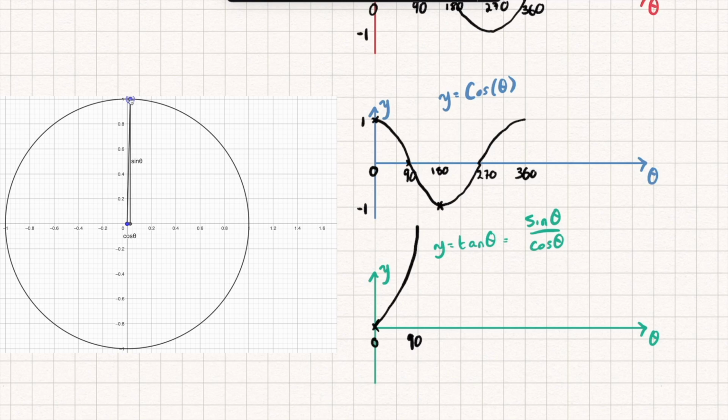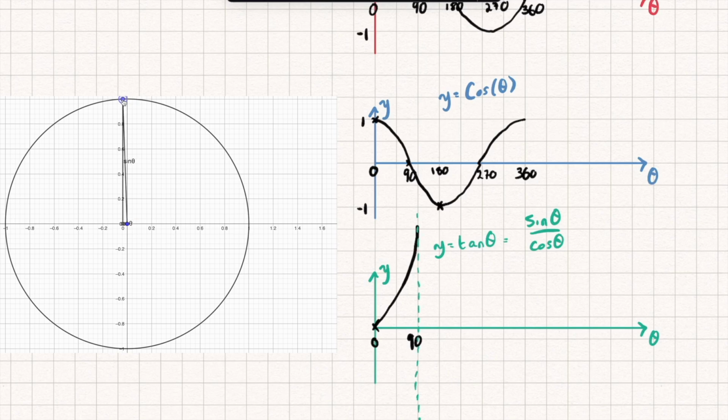Now, we do actually have a problem when we have the angle being 90 degrees. And the problem is, well, sine of theta is 1, that's fine. But cos of theta is 0, and you can't divide by 0. And so we actually say that the function is undefined at this point, and we get this asymptote as it's tending up towards infinity. Now, let's keep increasing the angle.